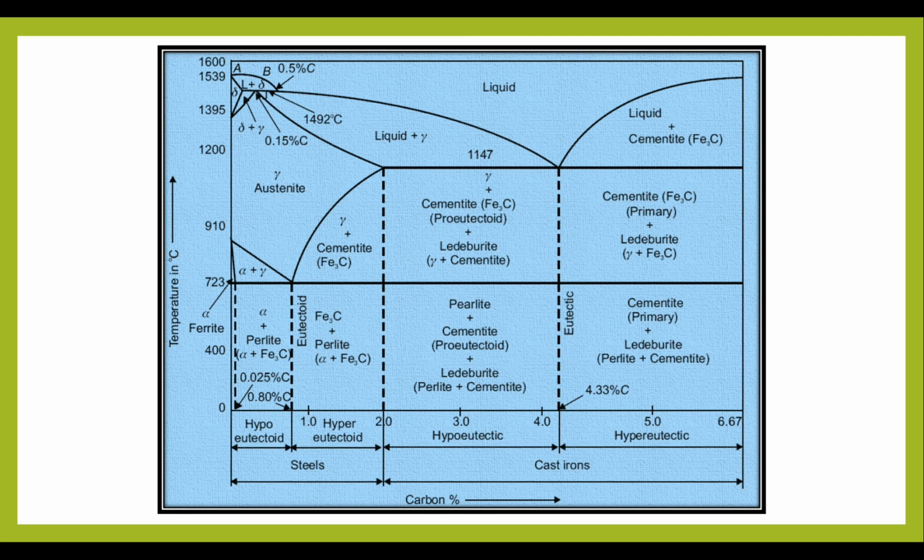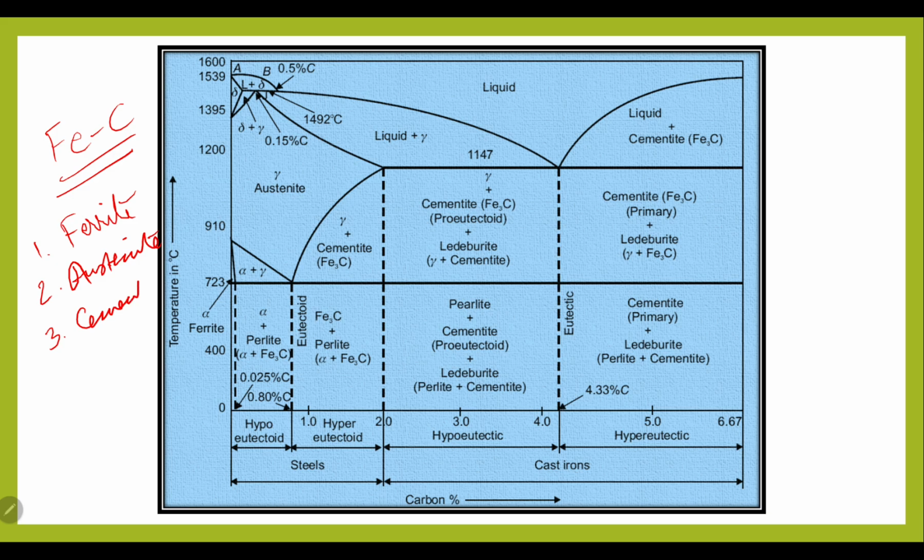So this is our iron carbon phase diagram. In this iron carbon phase diagram, there are basically 5 phases available. First, ferrite, second austenite, third cementite, fourth pearlite and fifth ledeburite. So these are the 5 phases available.